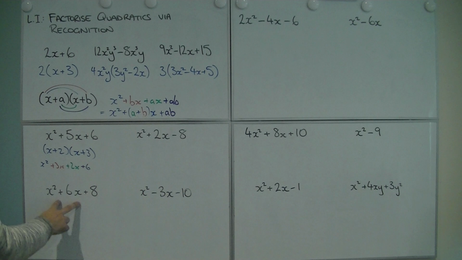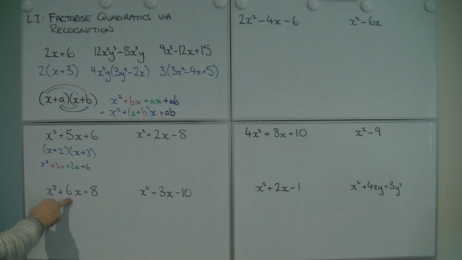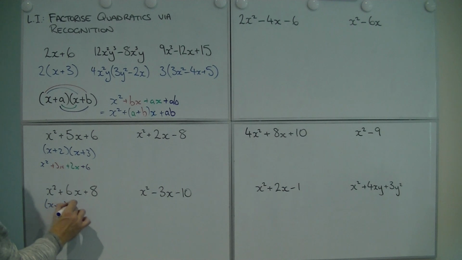So, next guy down. I need two numbers that times to the end and add to the middle. Numbers that times to 8: 1 and 8, 2 and 4, that's it. Okay, which of those adds to 6? 2 and 4 adds to 6. Okay, so I've got x plus 2, x plus 4. You can expand this out to check that that does indeed go back to this.